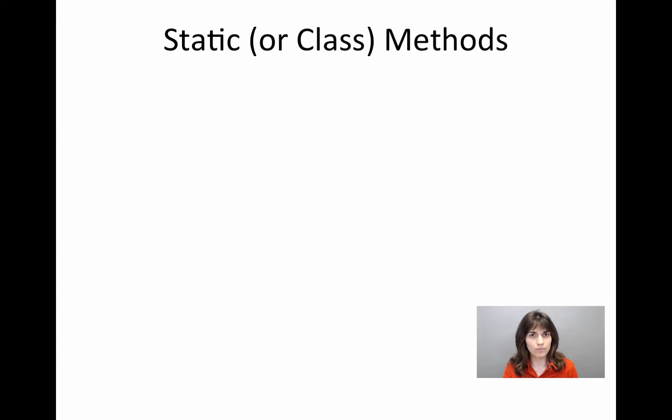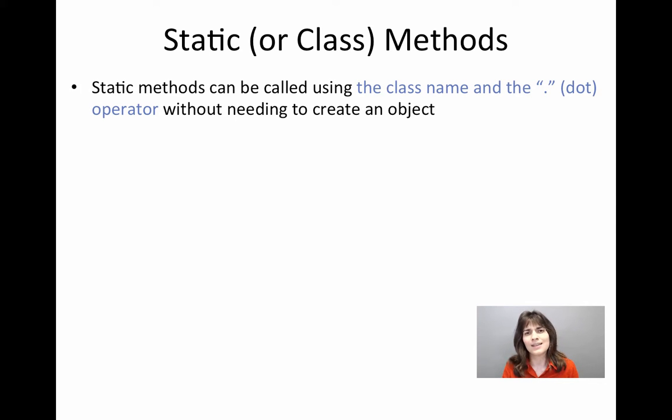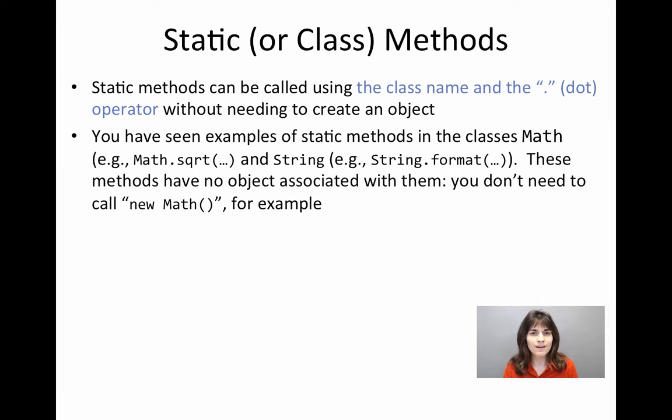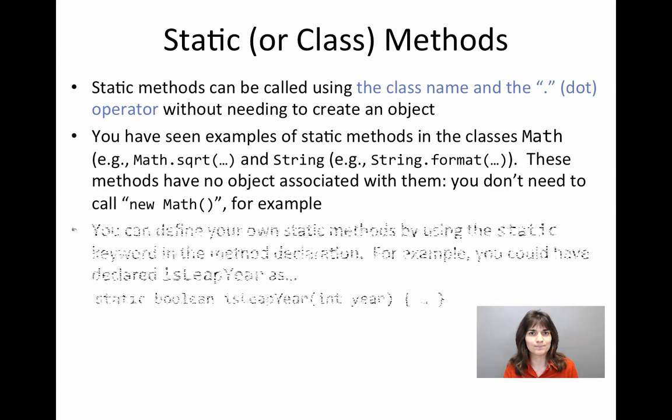There is a different kind of methods which are called static or sometimes class methods. These methods, and we have seen examples of those, are invoked by not using the object name, but using the class name and then the dot operator and then the method name. Examples we have seen so far are methods from the Math class, like Math.sqrt, or methods from the String class, like String.format, or the wrapper classes, or the Arrays class. We have seen several cases of static methods.